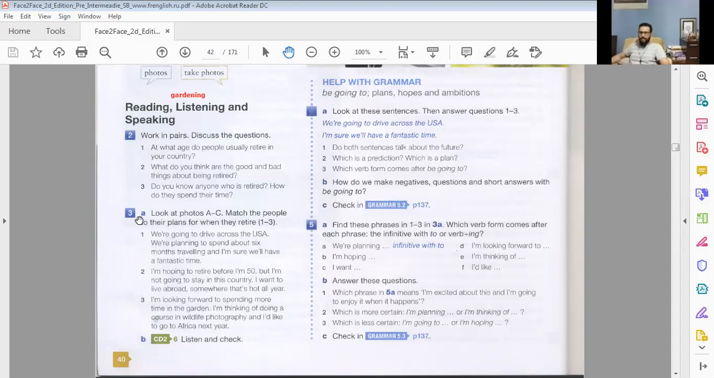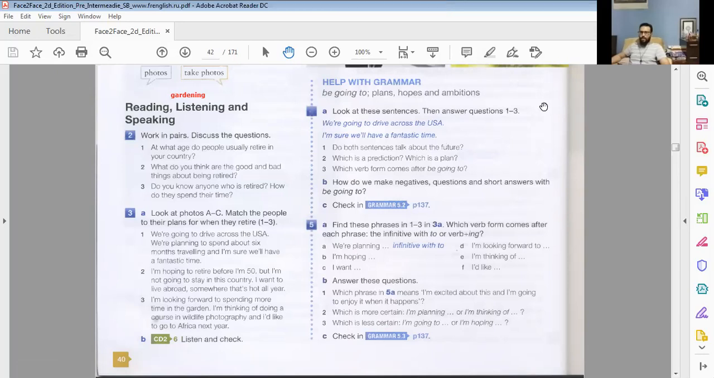All right, now in number 3, we are going to look at 3 photos. We have A, B, and C. And it says here, match the people to their plans for when they retire. So we have 3 photos and 3 retirement plans. Can you see the retirement plans? 1, 2, 3. Yes. Okay, so what we want to do is match these retirement plans to the photos.